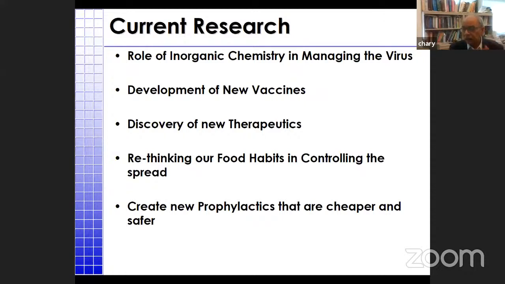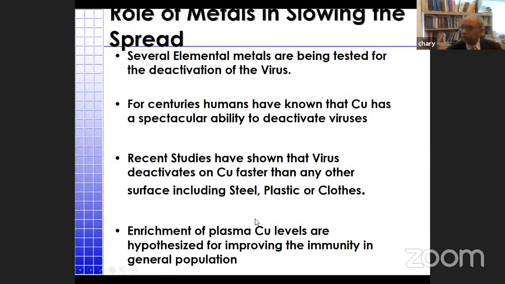So this is something that people are looking into: looking at the blood plasma to see how the copper content of the human blood correlates with the severity of the sickness. So there is a development of new vaccines, rethinking about our food habits, and prophylactics that are cheaper and safer.